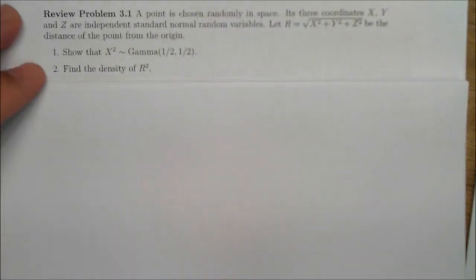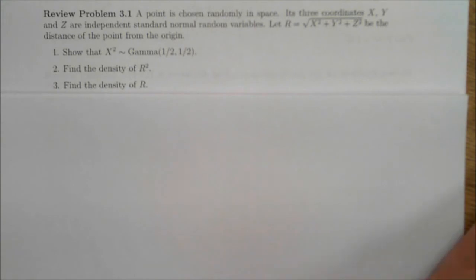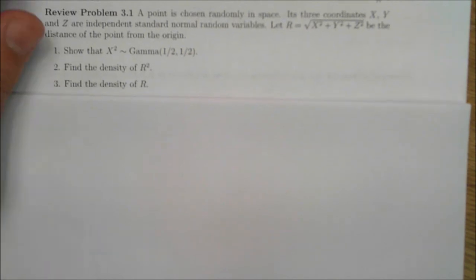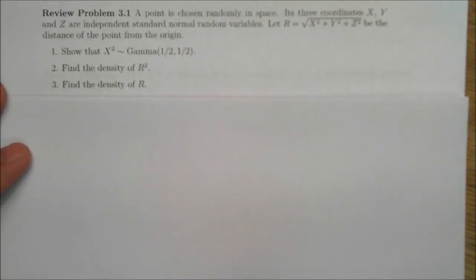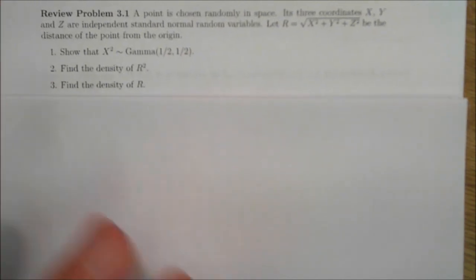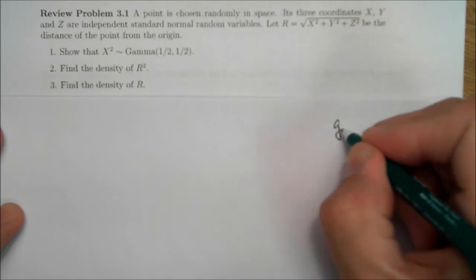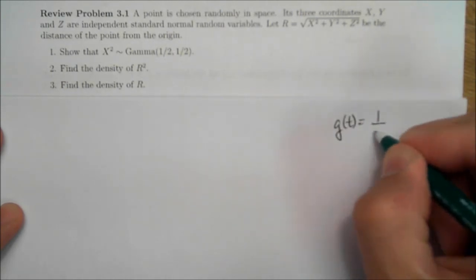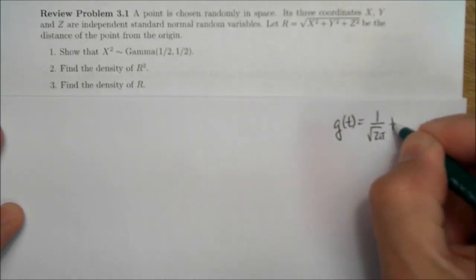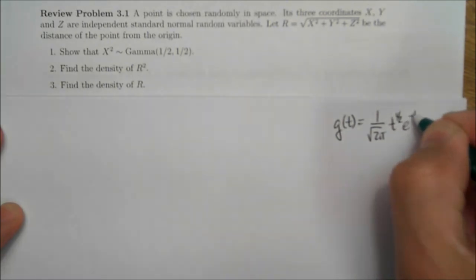Okay, for part 3, we wish to find the density of r. Now, there's actually a formula for this that I presented in class. Frankly, I don't like using the formula. I prefer using the PDF and the CDF explicitly. So we showed before that g of t was equal to 1 over square root of 2 pi, t to the 1/2, e to the minus t.